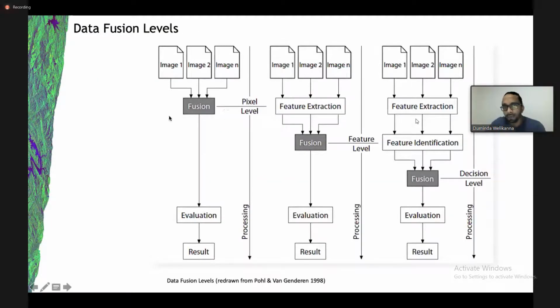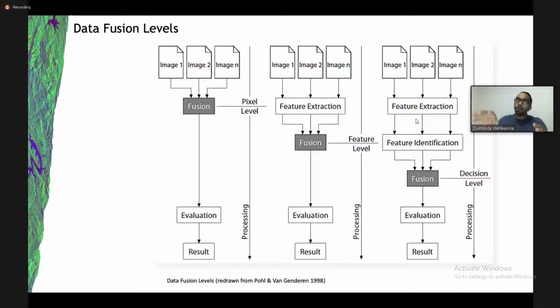We take several images and fuse them at pixel level. We take different images and extract features. That means from the first image we extract forest, from the second image we extract forest, from the third image we extract forest, get only the pixels of the features belonging to forest, fuse them, and we get feature level fusion. And decision level fusion. We get the forest and then we make a decision.